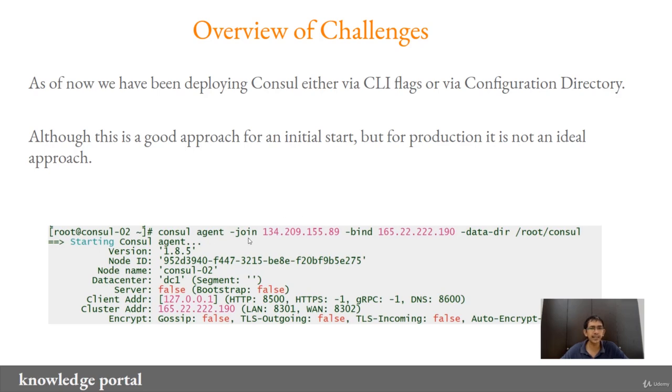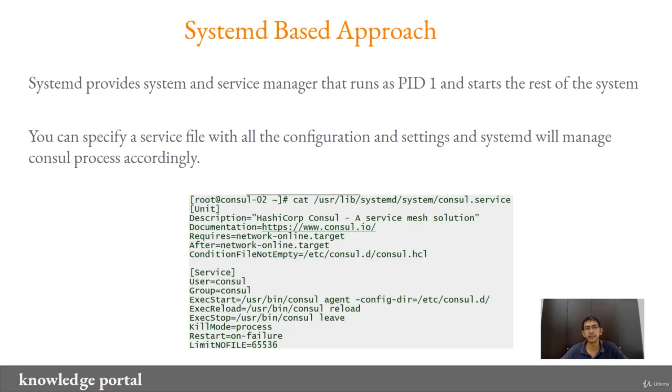Second is that if you are running it via the CLI directly and if you disconnect, then also there will be certain challenges here. So you need a better way in which Consul can be handled for a production environment. And this is the way through Systemd.